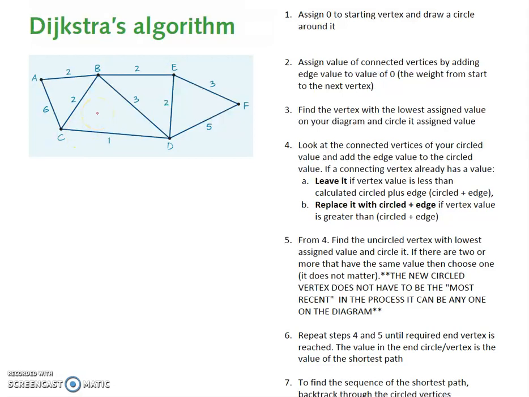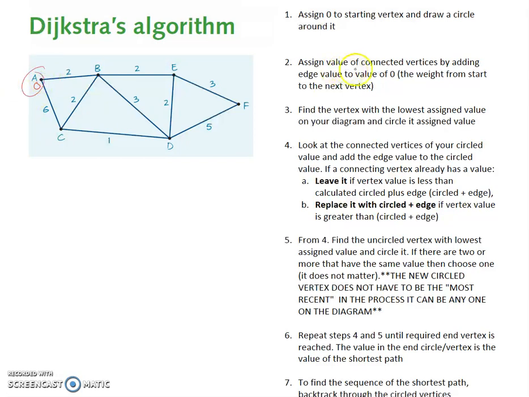But there's a way that we can do it, and it's called Dijkstra's algorithm, and it's just a process. So the first thing we do is we assign 0 to our starting vertex. So if I'm at A, I haven't moved anywhere, I'm 0 kilometers, and we draw a circle around it.